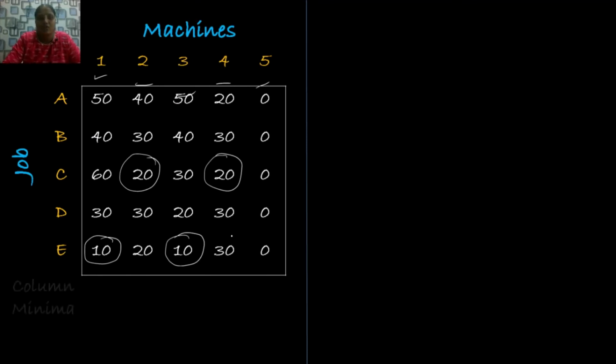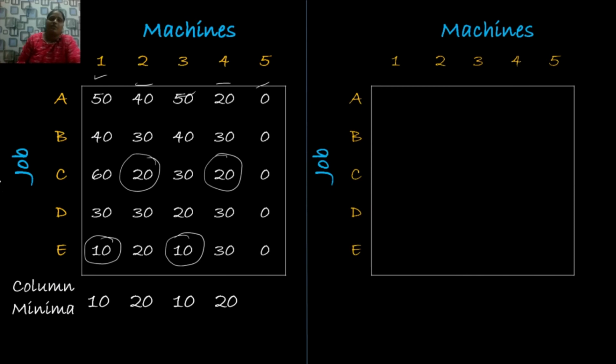So we have to now write down the column minimum for each column. First column 10, second column 20, third column 10 and the fourth column 20. So now we have to subtract the minimum elements from its corresponding column entries. So let's start with the first column. 50 minus 10, that is 40, 40 minus 10, 30, 60 minus 10, 50, 30 minus 10, 20, 10 minus 10, 0.